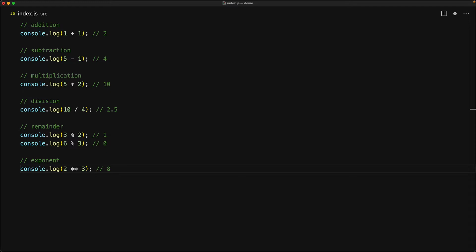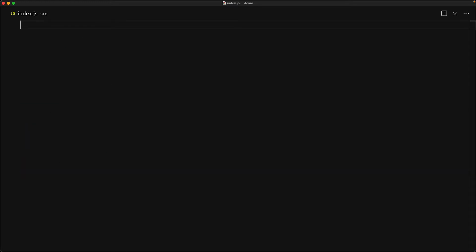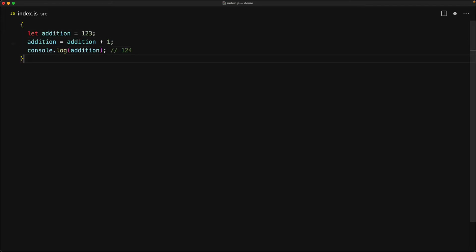Now with these mathematical operators, there is also a concept of shorthand assignment. As an example, consider a simple variable which we have initialized to 123. We can do a mathematical operation, for example plus 1, and then assign the value back to the original variable. Now of course this does work because 123 plus 1 is 124.